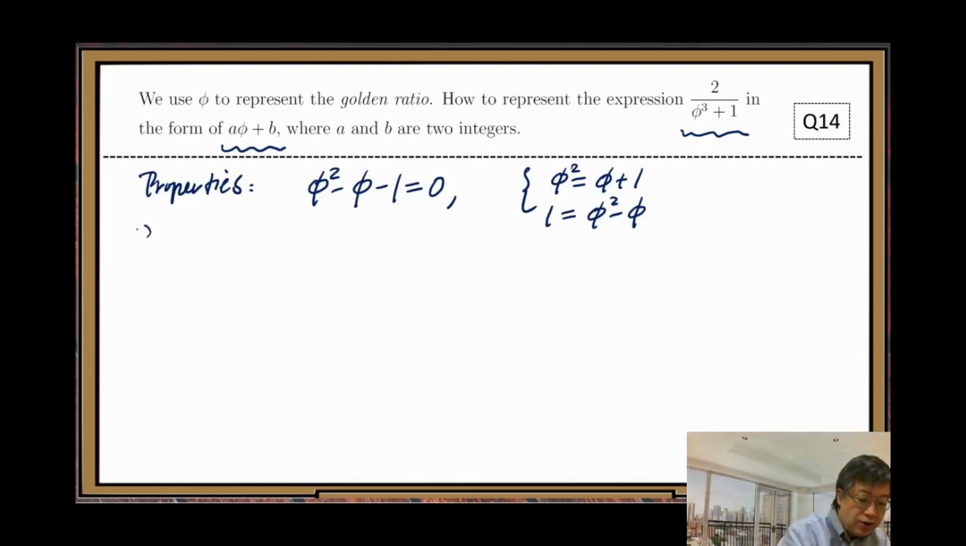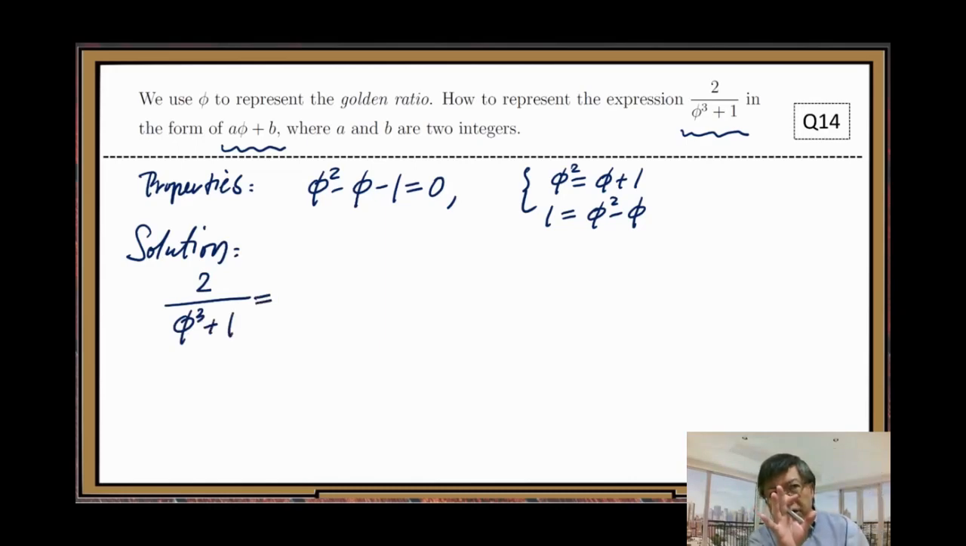For the solution, first, our original form is a fractional form, 2 over phi cubed plus 1. We know usually the fractional form is not very friendly when we do formula manipulation, not very convenient. If we can convert it to a linear form, much simpler, a phi plus b, where both a and b are integers, so friendly. So for that reason, now let us try to use one of the two properties to transform the original expression.